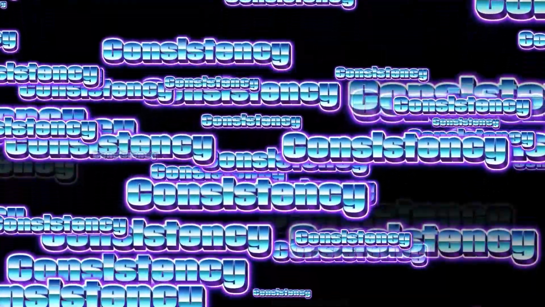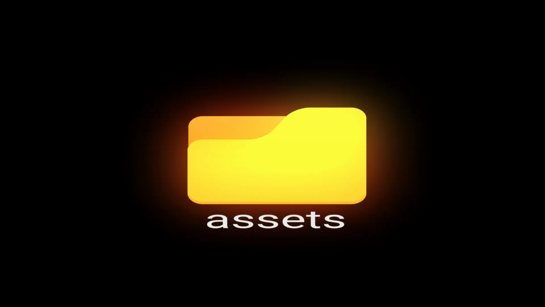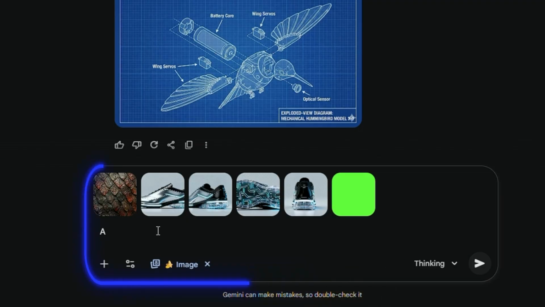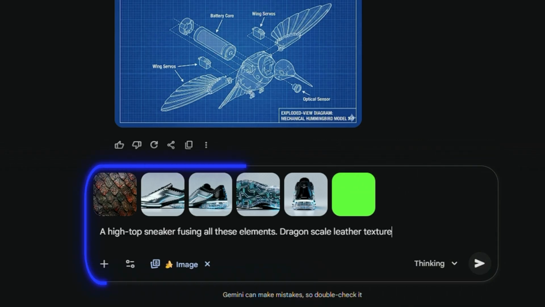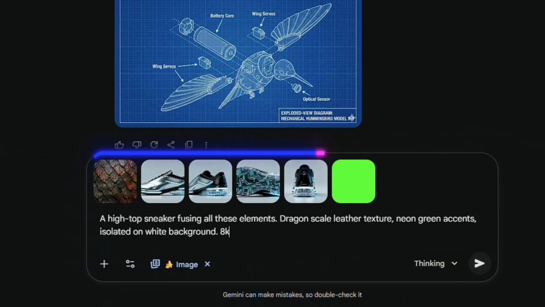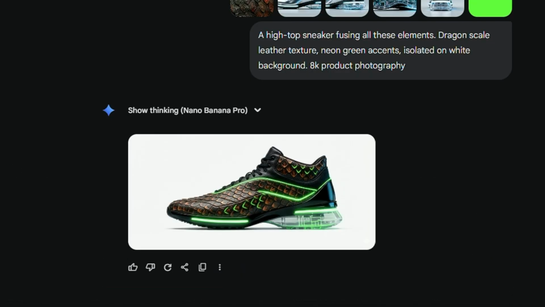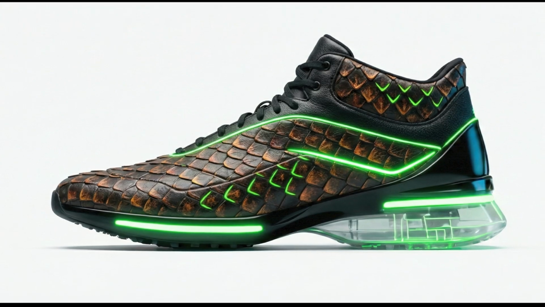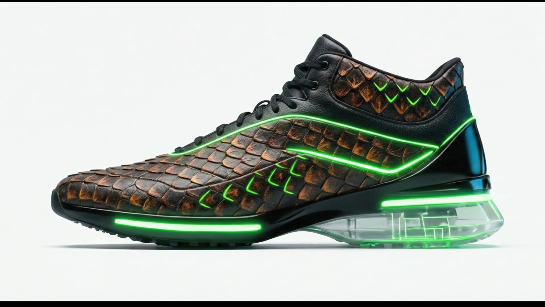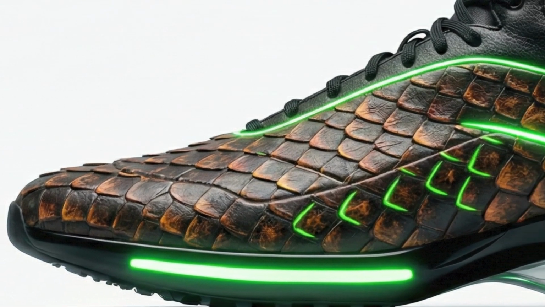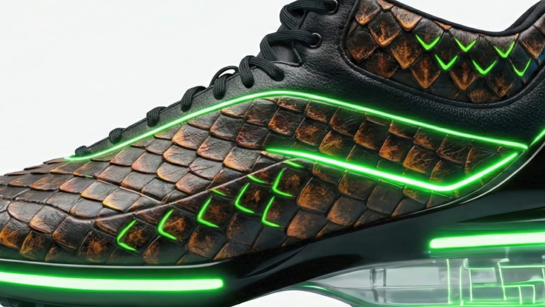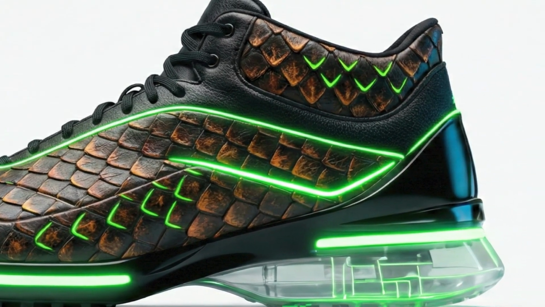Consistency is the holy grail for designers. Usually, you are limited to just 1 or 2 reference images. Nano Banana accepts up to 14. Let's design the most complicated sneaker in history. I am feeding it a dragon scale texture, a specific neon green palette, and the full technical schematics of the prototype. Look at this. It didn't average the images out into a blurry mess. It mapped the dragon texture directly to the geometry of the shoe. This isn't just prompting anymore. This is infinite creative direction.